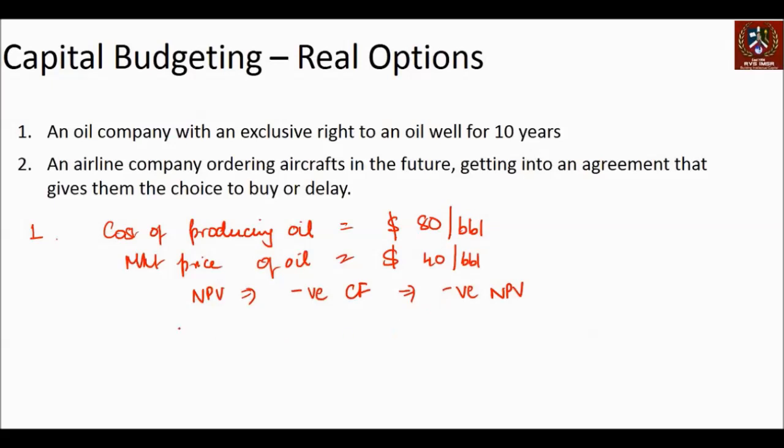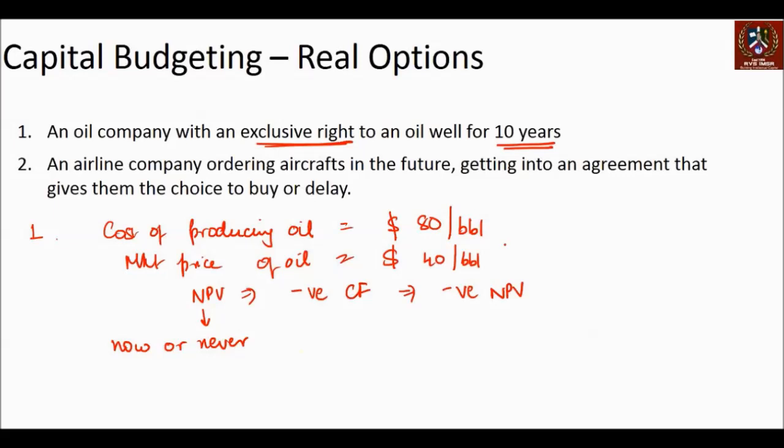The problem with NPV analysis is that NPV assumes your decision point is now or never. So you either take a decision now or you abandon the project, you leave the project. In real life, there is an exclusive right for 10 years, right?